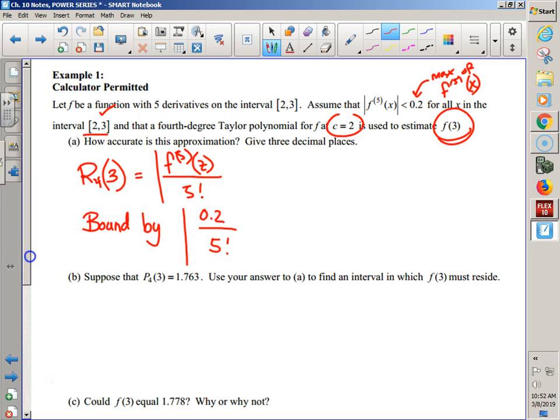C equals 2. What's the form of Lagrange say? X minus C, right? And what are we approximating it at? 3. So it should have been 3 minus 2. This wasn't a Maclaurin. It wasn't 3 minus 0. It wasn't x minus 0. It was x minus c. So that makes a big difference because then this is 1 to the 5th, right?